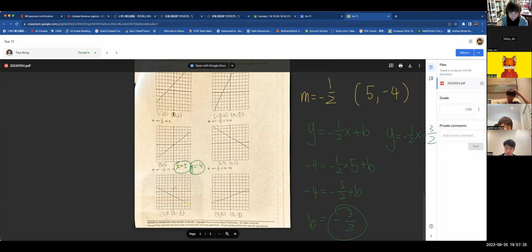With this one, you can find another point because you can just plug in y equals 0. What does x equal? X equals -3. So it's (-3, 0). So you just connect these and you can define that line. Understand? Okay, very good.